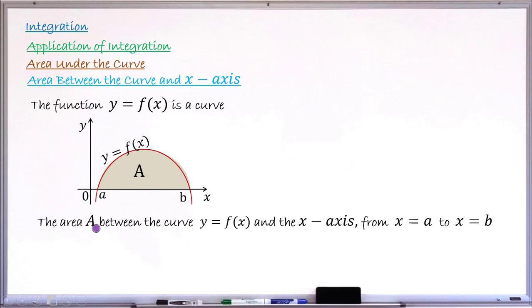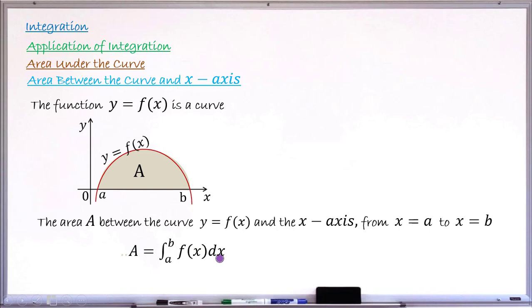So this area A between the curve y equals f of x and the x-axis from the point x equals a. Look at it in the drawing. At this point, the value of x here is a, and at this point, the value of x there is b. So from x equals a to x equals b, these are the points of intersection of the curve and the x-axis. So this area would now be given by this simple formula: area A equals the definite integral from a to b of the function, that is of the curve f of x, with respect to x.